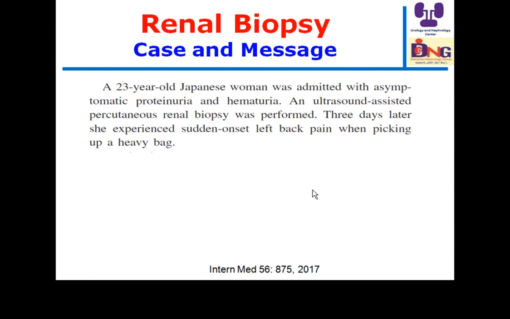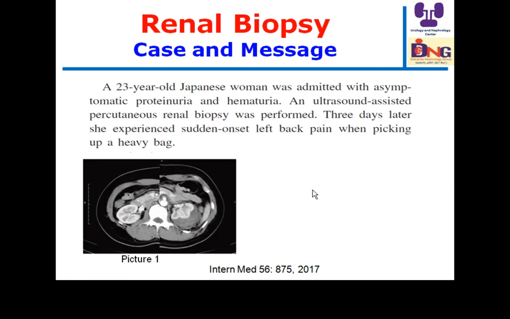I put this case just to stress upon educating patients about renal biopsy before, during, and after. So after doing a biopsy, for 2 weeks, the patients shouldn't carry heavy objects or strain, so as to allow the wound to heal. So this is the CT scan.